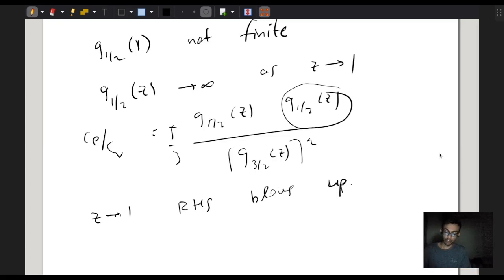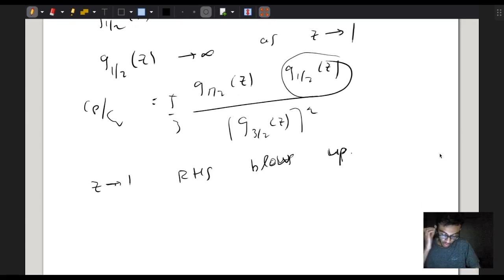The RHS goes to infinity. So what can you say about Cp? We know that Cv is finite, so that only leaves us with one choice. So Cp has to blow up, or Cp has to go to infinity near T equal to Tc. So as you approach the critical point, the heat capacity Cp diverges.